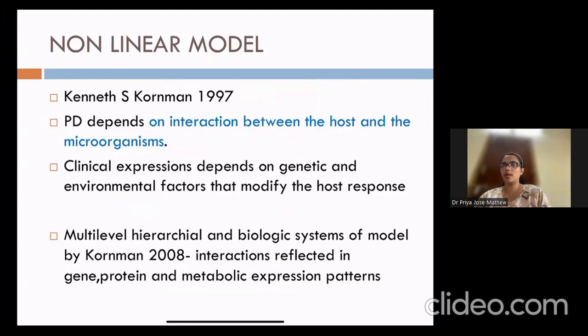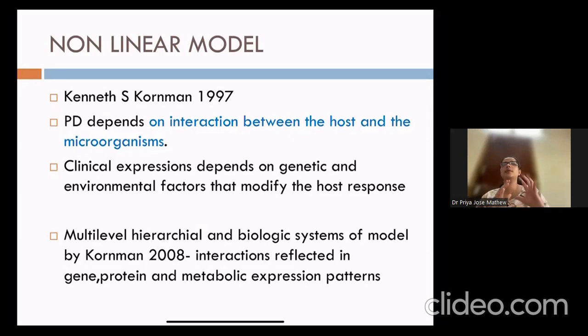Now, in 2008, Coleman again modified this non-linear model into a multi-level hierarchical and biological system of models, in which they went down to the micromolecular level, that is, the interactions reflected in the gene, protein, and metabolic expression patterns. So when these genetic and environmental factors act, how they act up to the gene, protein, and metabolic expression pattern level is included in the multi-level hierarchical and biological system of models by Coleman in 2008.